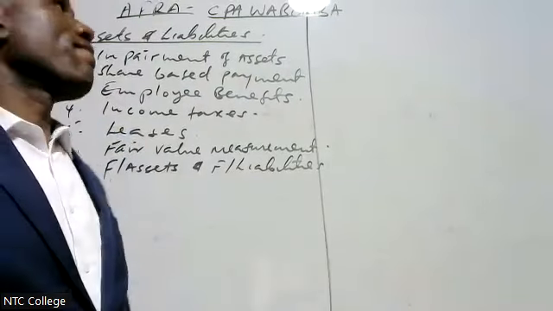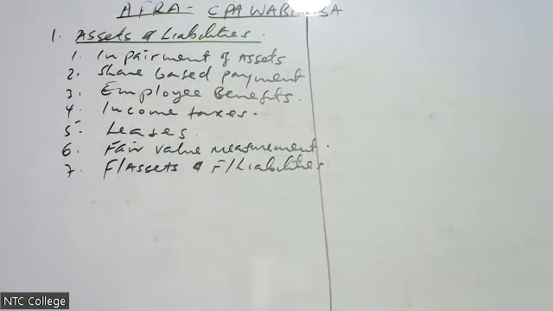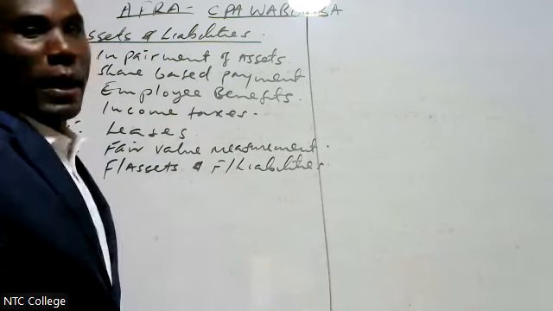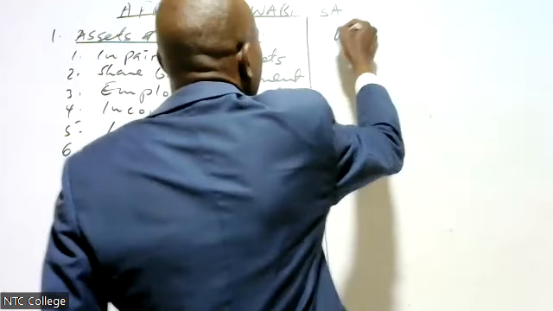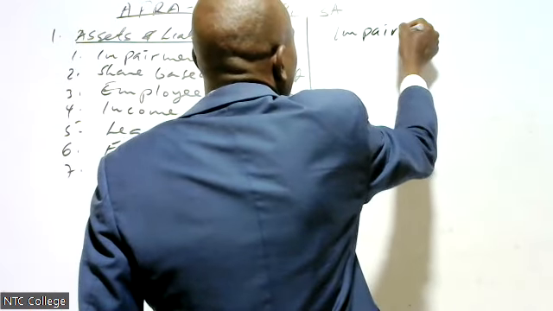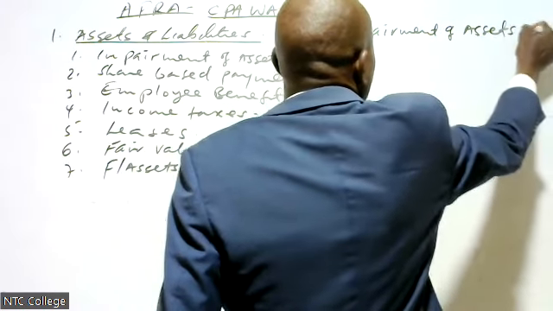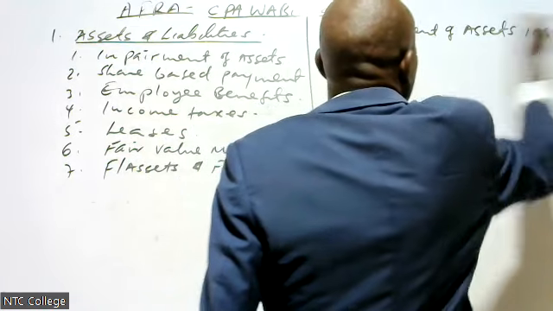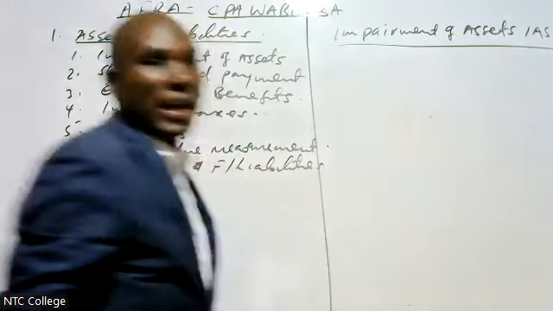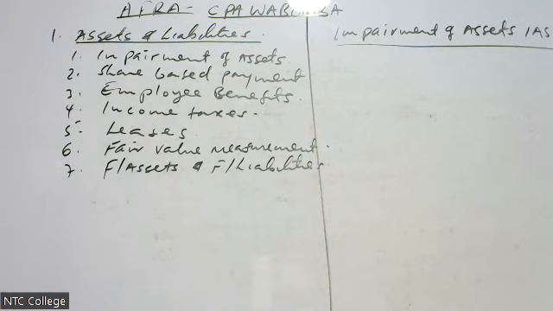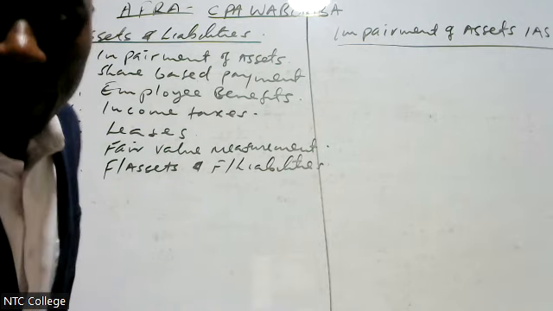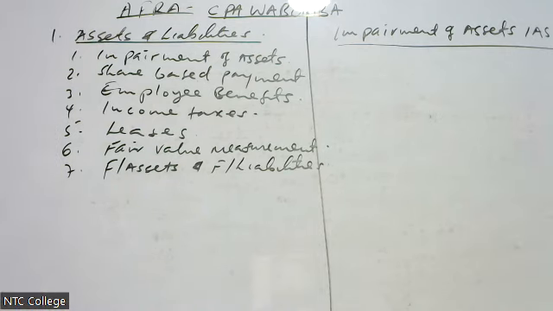Those are the topics under number 1, assets and liabilities. We want to go straight to the first item, which is impairment of assets, that is IAS 36. When we say IAS, what do we mean? We already mentioned that IAS is International Accounting Standard number 36.